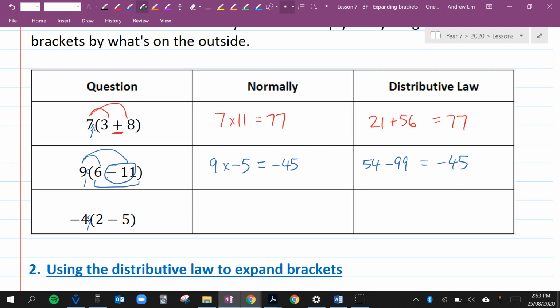Have a go with the last one yourself. See how you would do it normally, and then use the distributive law.